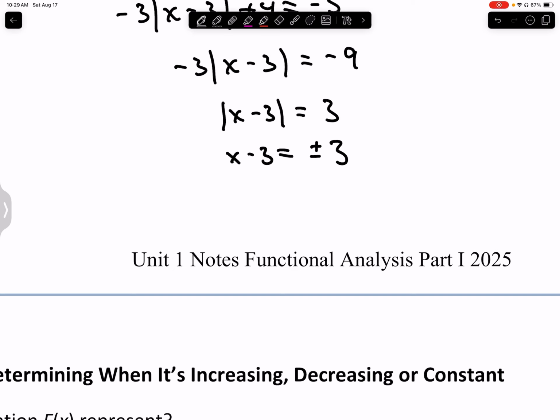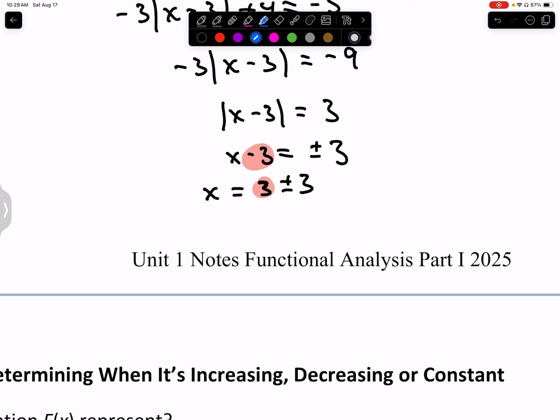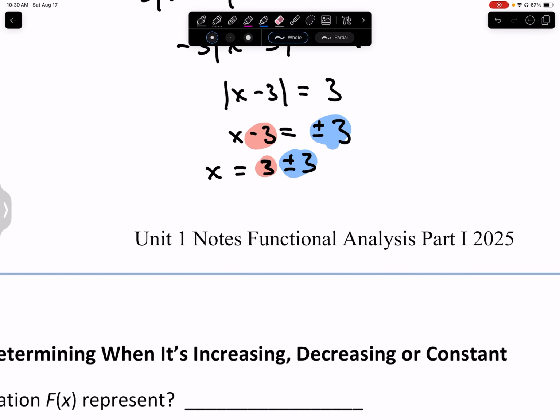To get x by itself, add 3 to both sides. And I'm going to end up with 3 plus or minus 3. I'm just going to color code here so you know which 3 was which. It's for ease of understanding. We don't want to leave our answer that way. We would like to have definitive answers.